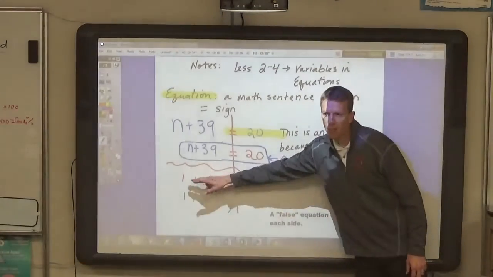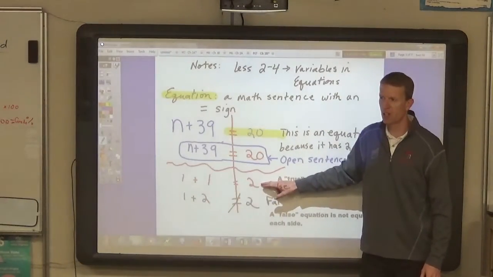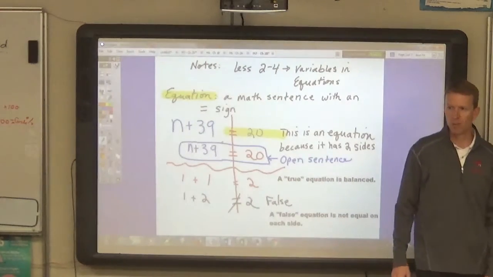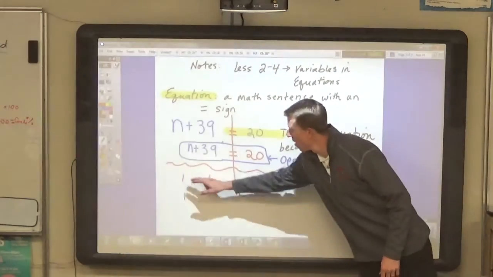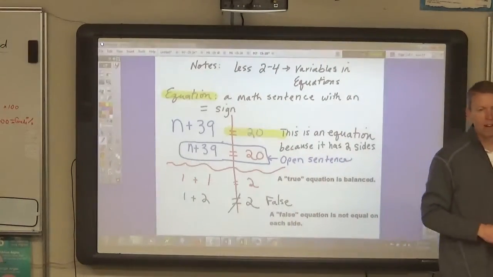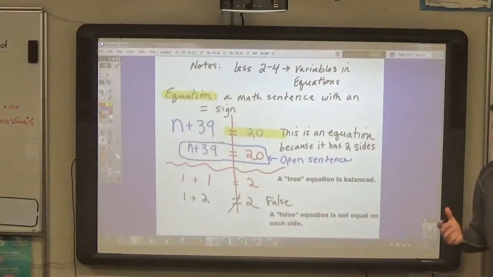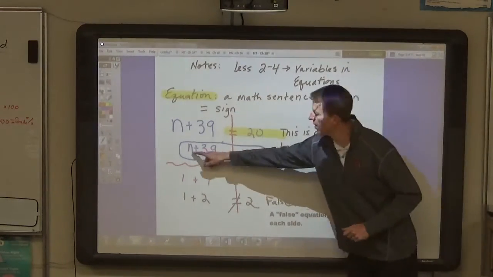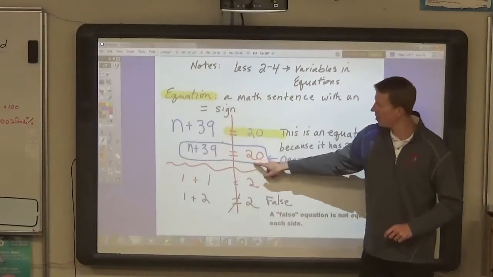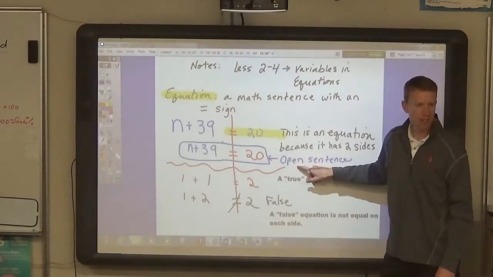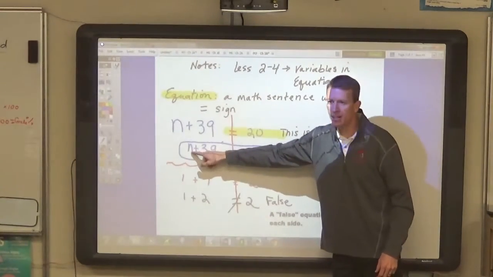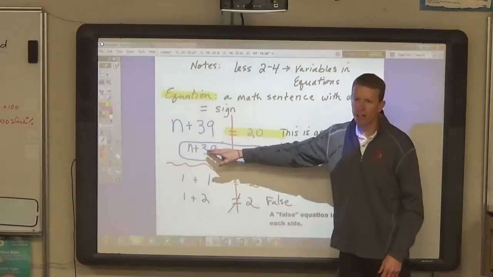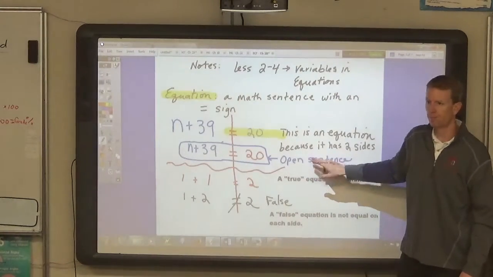If the sentence has all numbers, it's called a closed sentence, because there's no variables. There's no variation in it. The numbers are already there. Okay? If it does have a variable in it, like this one, then it's called an open sentence, because there is a variable. Okay? Any sentence with a variable is called an open sentence.